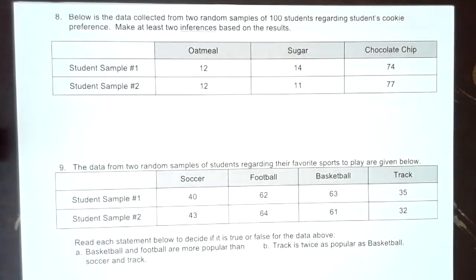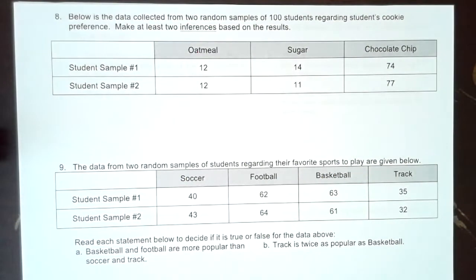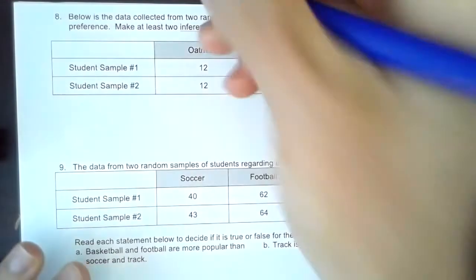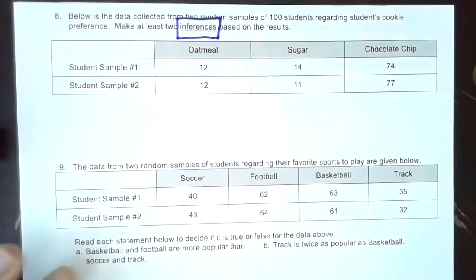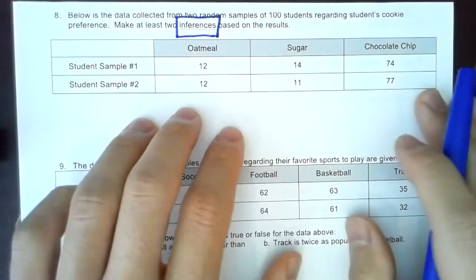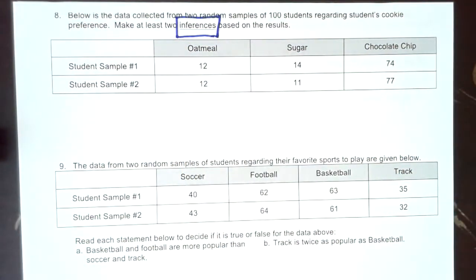All right, class. So the first video dealt with what was considered a random sample. And now we're going to talk about the word inference. An inference is basically a conclusion based off of calculation, statistics, data, right?